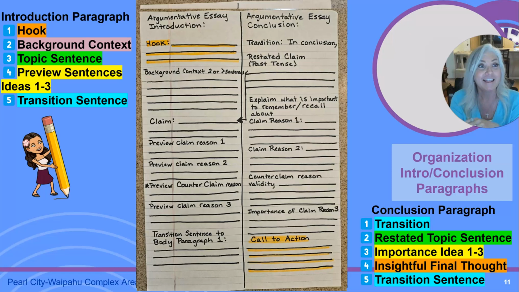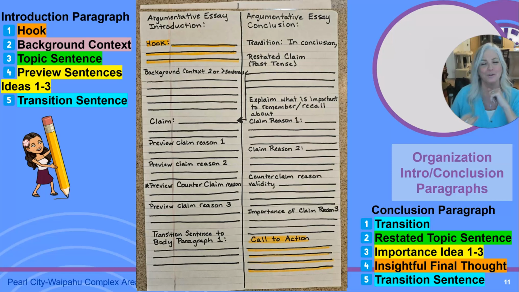All right, and then in the conclusion, the great thing about the conclusion is you're going to have that transition of in conclusion, with the claim restated in past tense. So we said cell phones should not be allowed in school. We have seen that cell phones should not be allowed in school, or schools should not allow cell phone usage. So then it's in a different order, right?